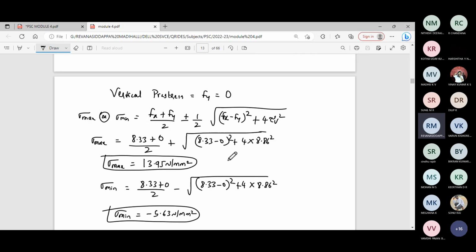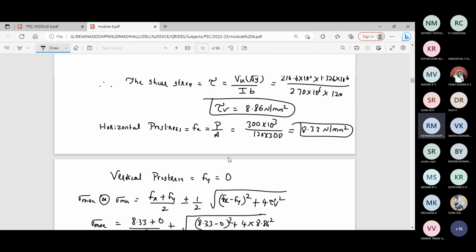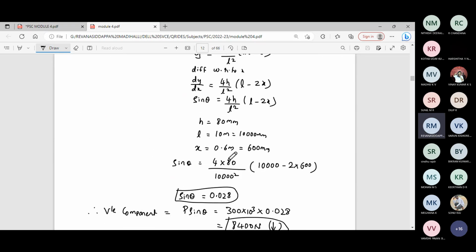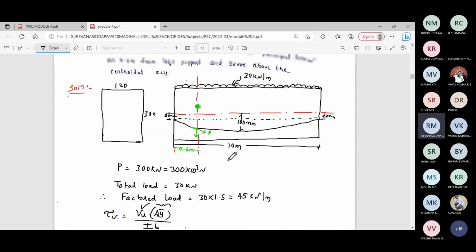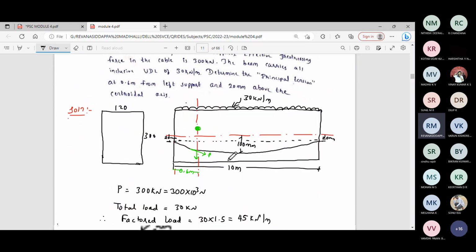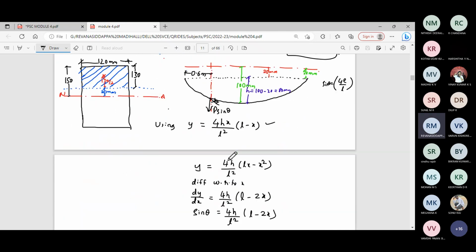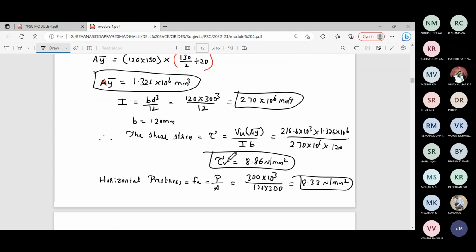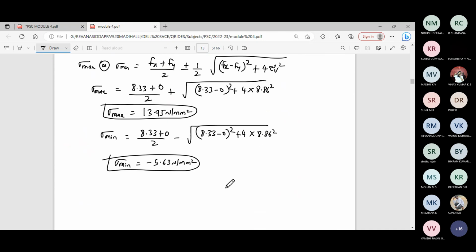The solution of this particular problem is over. So if you have any doubts in any point of the calculation, you can ask. Okay. Thank you.